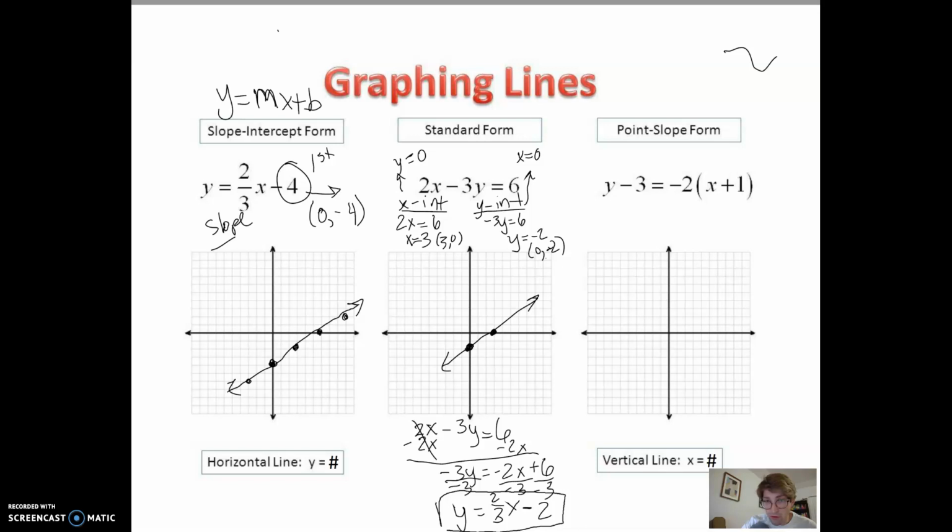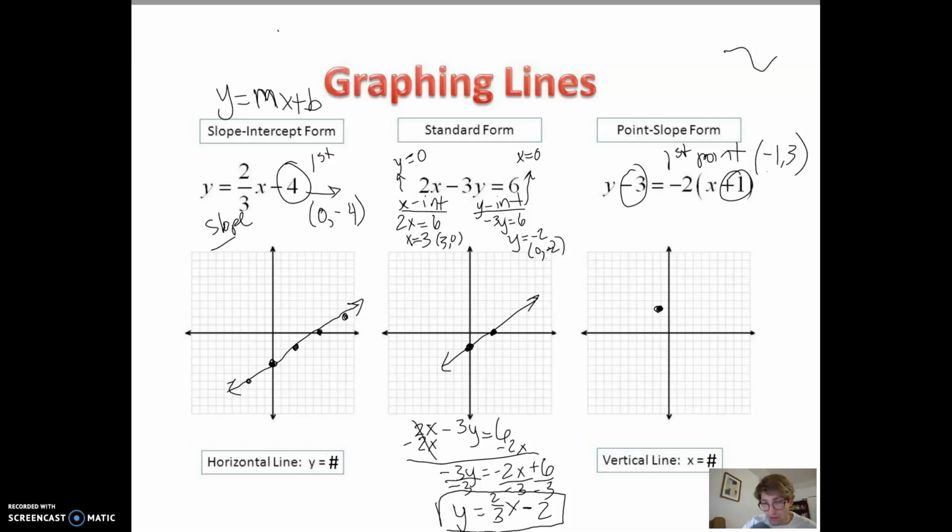From point-slope form, you first need to identify your point. So we look next to the x to find the x-coordinate. If you remember, we do opposites, so that is negative 1. We look next to y to find the y-coordinate. We think about the opposite, so that is positive 3. That is the first point you're going to graph. So left 1, up 3, 1, 2, 3, right there.